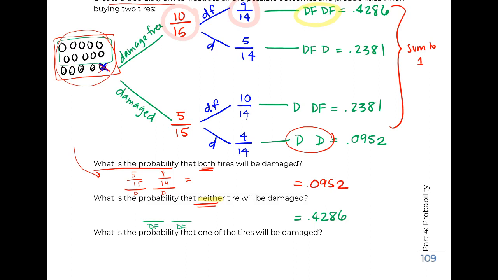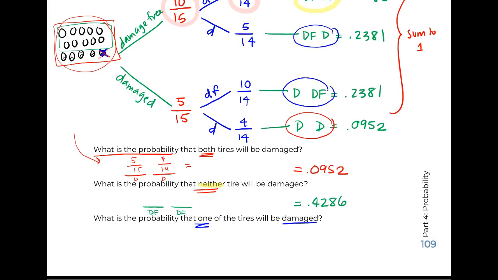All right, and then the last one, the probability that 1 tire will be damaged. This is the most tricky because as you see here, in this situation we have 1 damaged tire, and in this situation we have 1 damaged tire. So we have 2 ways that this could happen because I could have bought the damaged tire first or second. Technically these are disjoint events, so we would add those 2 probabilities together to get our final probability.